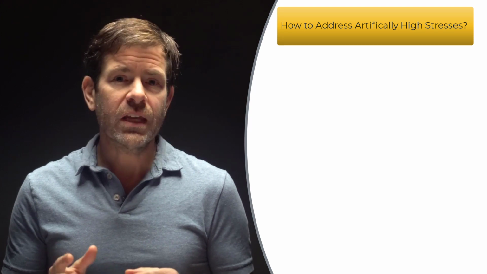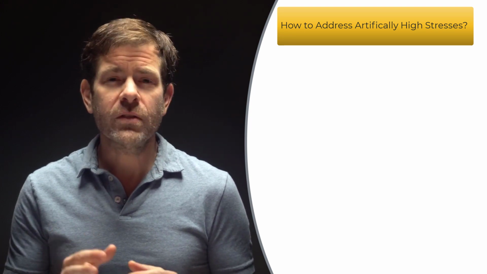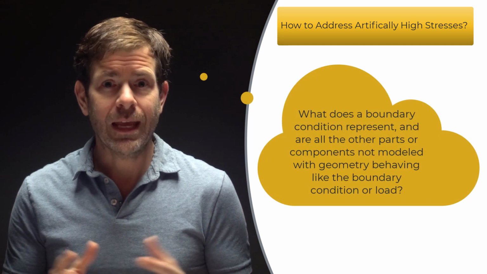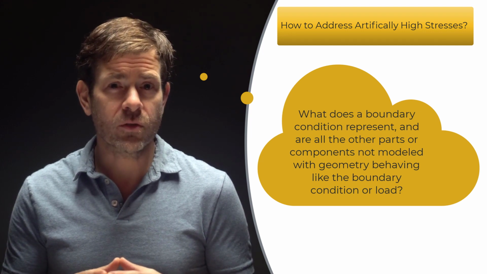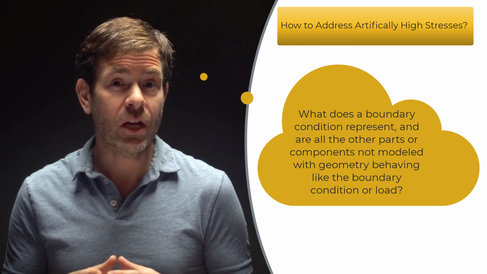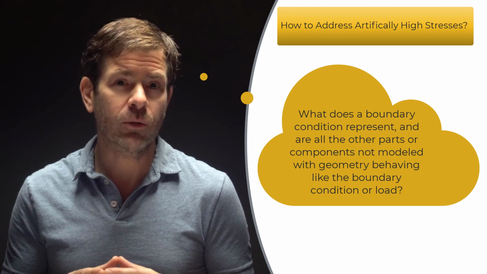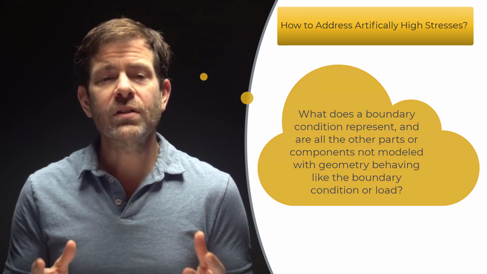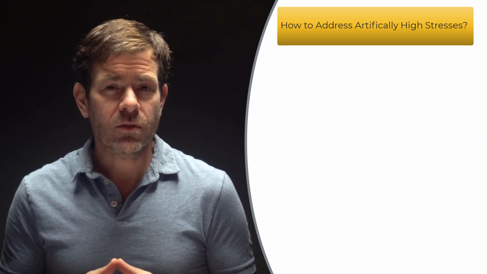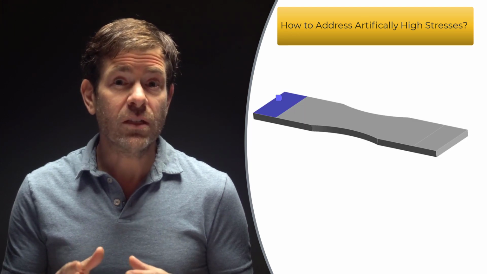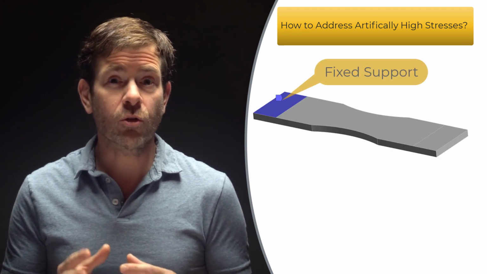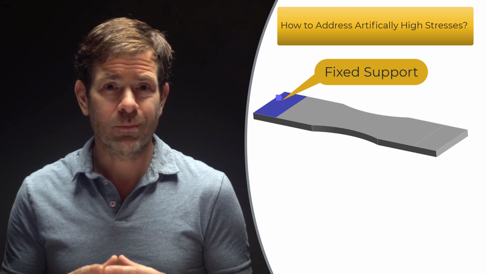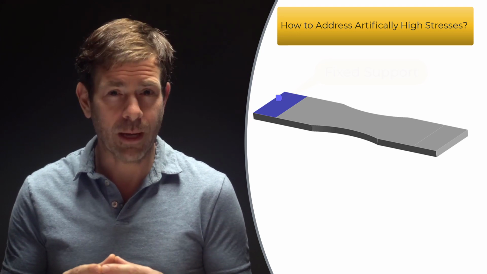Instead, we should think of it the other way. What does a boundary condition represent? And are all the other parts or components not modeled with geometry behaving like the boundary condition or load? For example, take this dog bone tensile test specimen. It's convenient to specify a fixed support where the grips hold the specimen. But is this an accurate representation of the boundary?